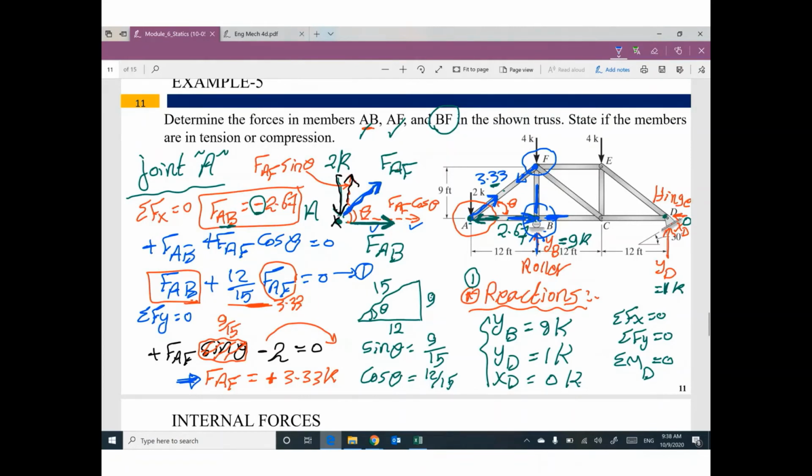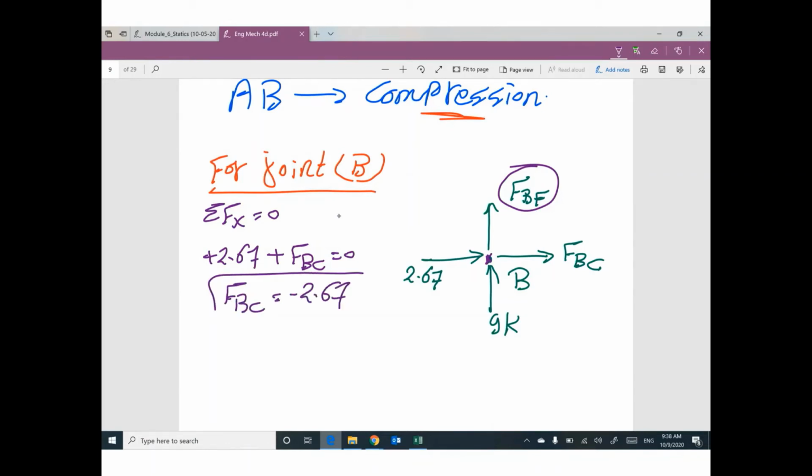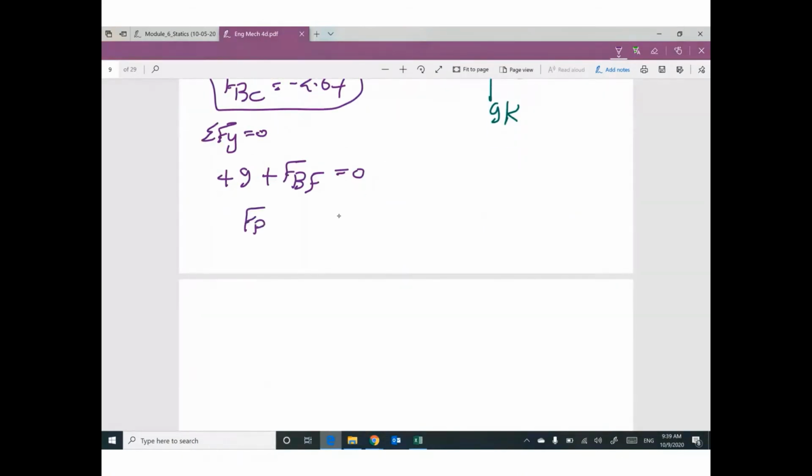After you draw your joint and everything that intersects at this joint, go ahead and apply summation of Fx equals 0. So we have positive 2.67, positive FBC equals 0. It's very easy. We don't have any inclined forces. So FBC equals negative 2.67. Actually, I don't care about FBC because I'm not looking for this one. Summation of Fy equals 0. We have positive 9, positive FBF equals 0. The only unknown in this equation is FBF, which will be negative 9.